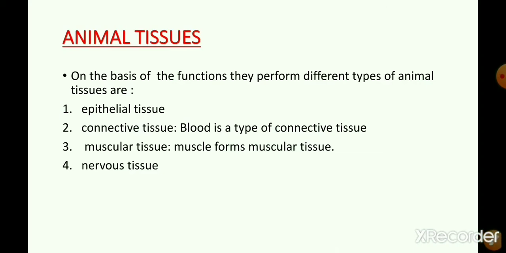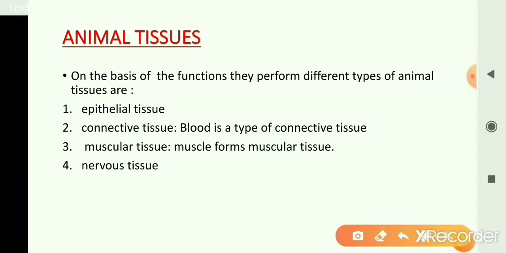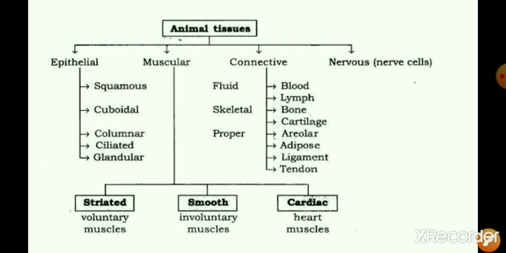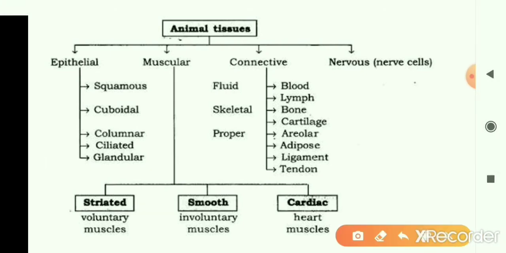Now, based upon the functions that the tissues perform, there are four basic types of animal tissues: the epithelial tissues, the connective tissues, the muscular tissue, and the nervous tissue. So now let us learn about all these one by one. Before that, here is a flow chart to show you the basic animal tissues that are present in our body. So animal tissues, as I've just told you, are of four types, namely the epithelial, the muscular tissue, the connective tissues, and the nervous tissue.